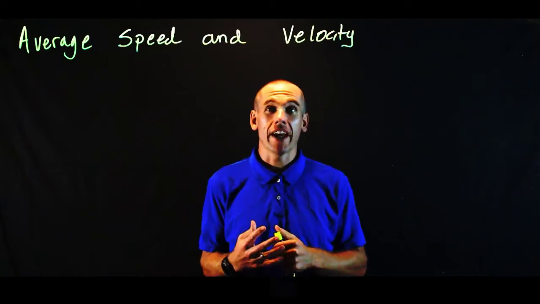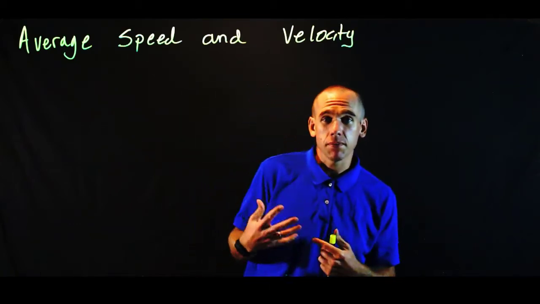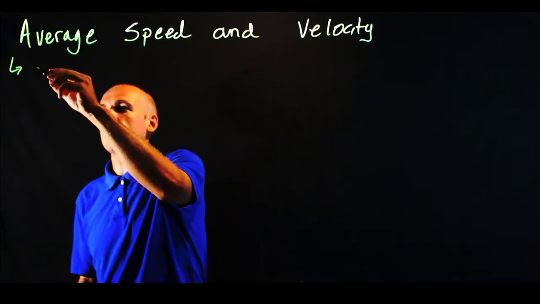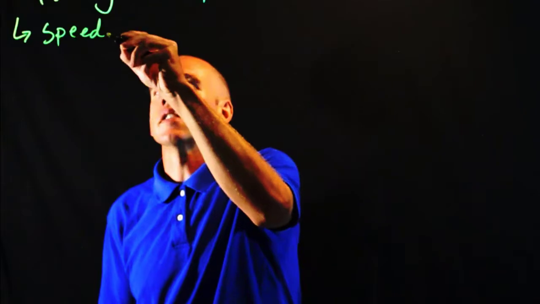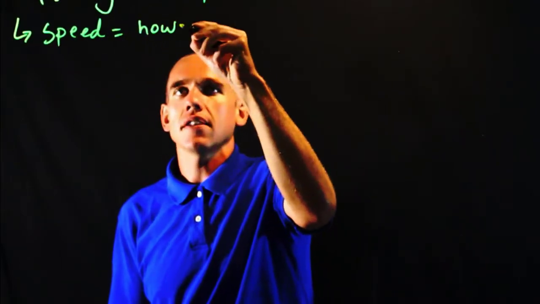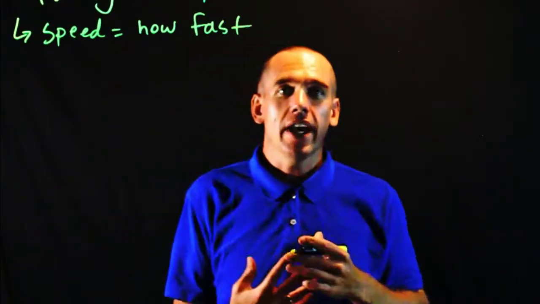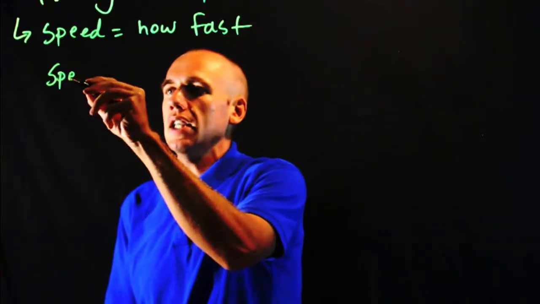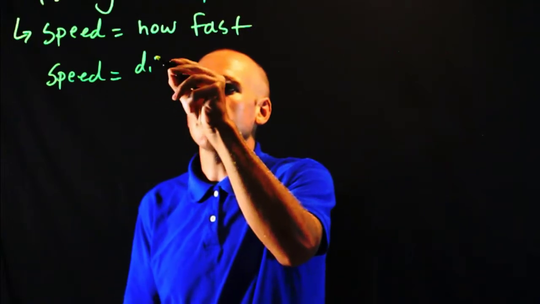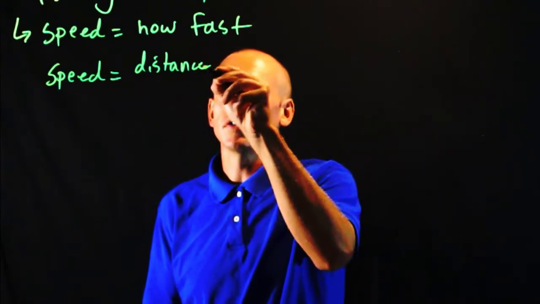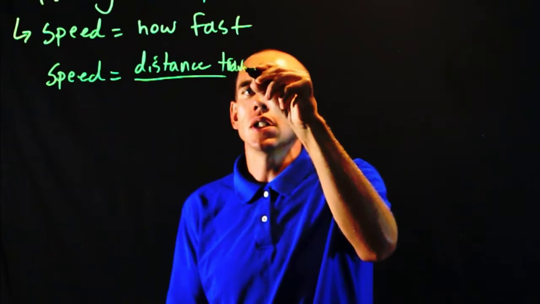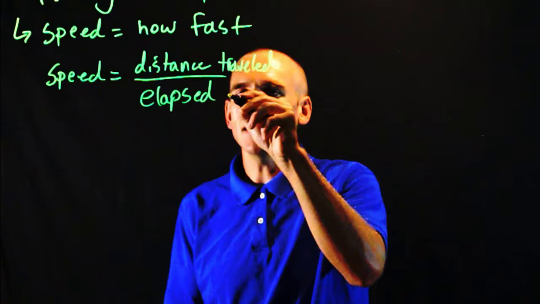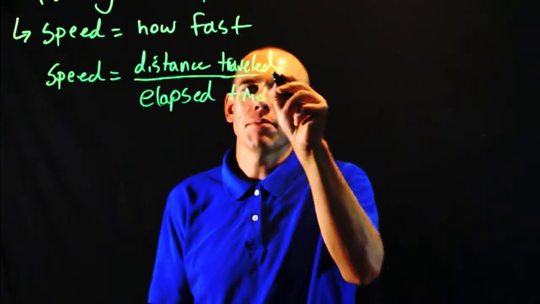In this lesson, we're going to take a look at average speed and velocity, displacement, distance. We're going to put these things together. We have a basic understanding that speed describes how fast. Now, what we do there is we actually compare a distance to a change in time. So speed is an equation which says this is equal to distance traveled divided by elapsed time. However long it took us to get that distance, that's the time that we use.